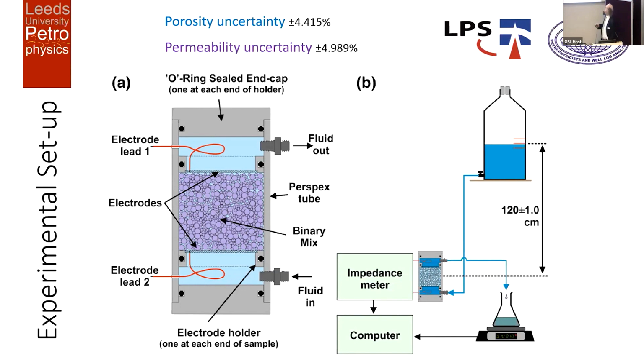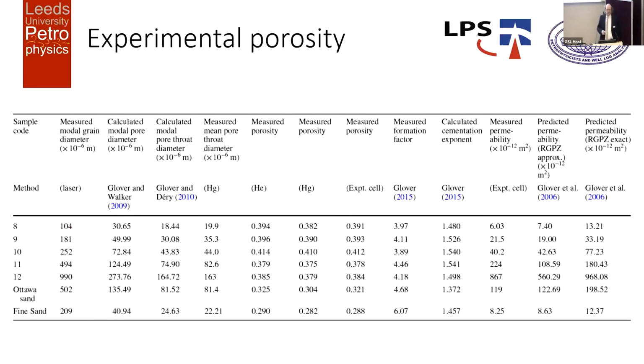And we were able to get porosity uncertainties down to just over 4%, and permeability uncertainties down to just about 5%. It's the permeability one that matters here. We can actually get porosity uncertainties down to about 4% using standard sorts of measurements. The trick was to be able to make both measurements with accuracy in the same cell at the same time with the same compaction.